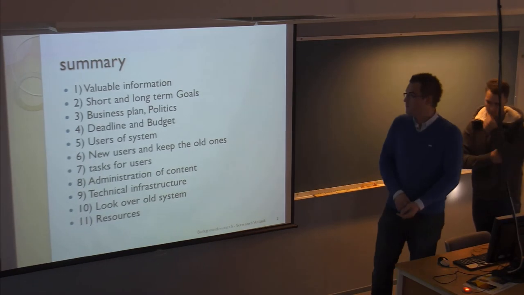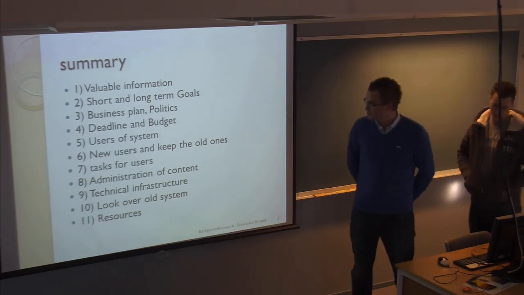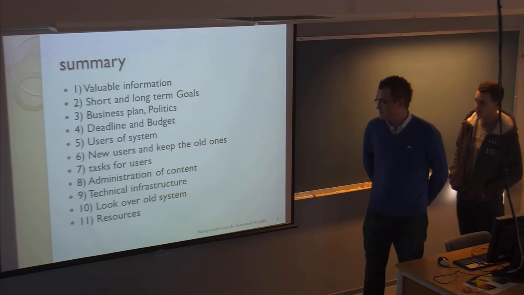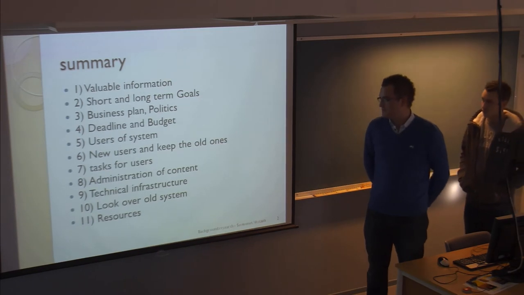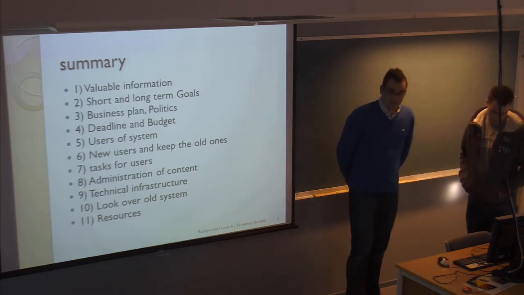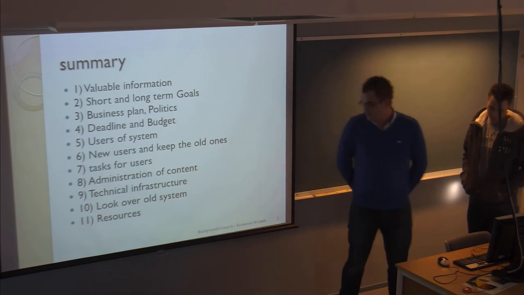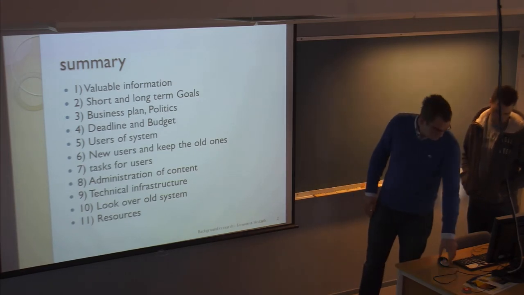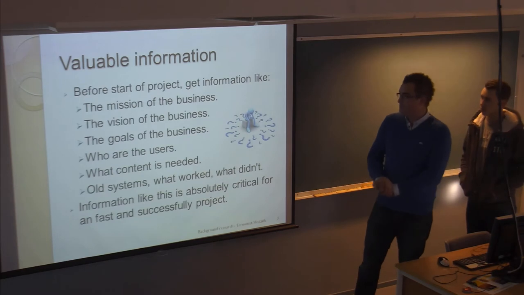Summary. We're going to talk about valuable information, short and long term goals, business plan, context, deadline, budget, users of the system, new users and keeping the old ones, tasks for users, administration of content, and last, looking over the old system. And first, a bit about the valuable information.